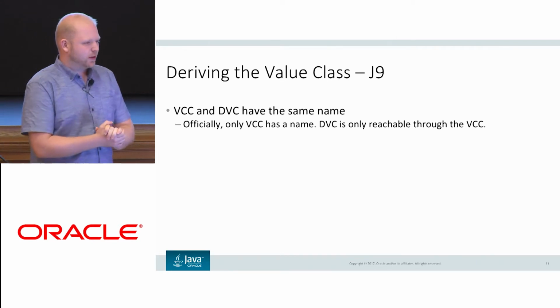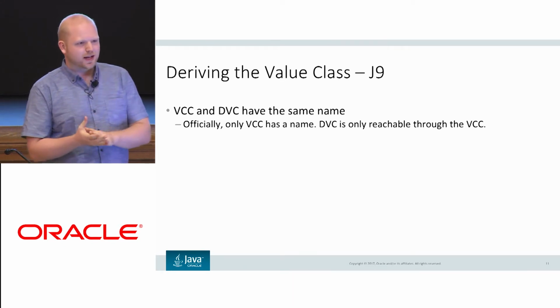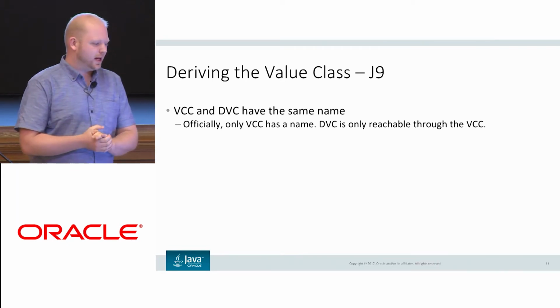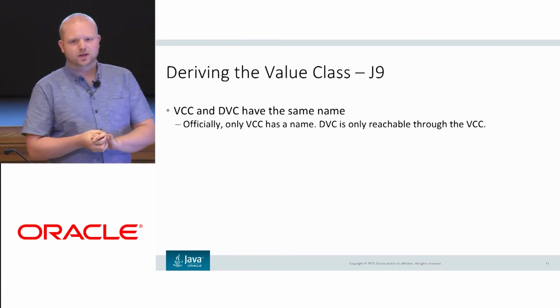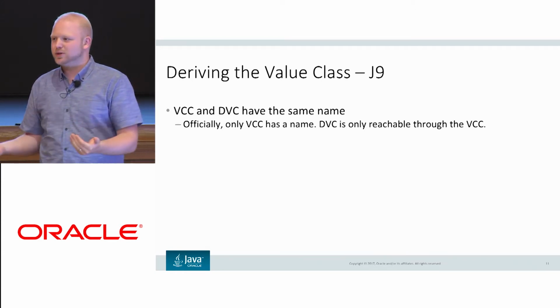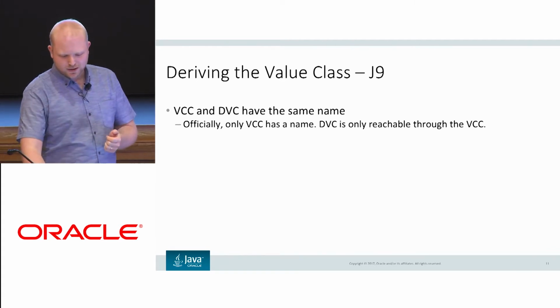Some implications of that: the name is in the ROM class, so DVC and VCC ended up having the same name. That is not according to spec. But because we don't really expose that name, the only time you see it is in the constant pool, we're able to work with that.